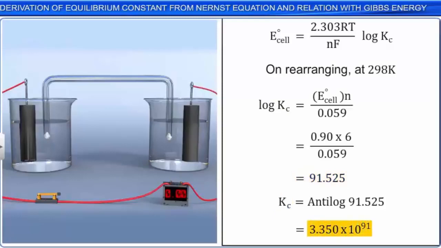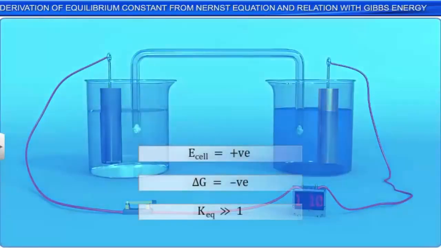With the galvanic cell, the cell potential is always positive. It means that the Gibbs free energy for a galvanic cell is negative, which is consistent with a spontaneous process. A spontaneous process favors products. So, we see large values of the equilibrium constant.